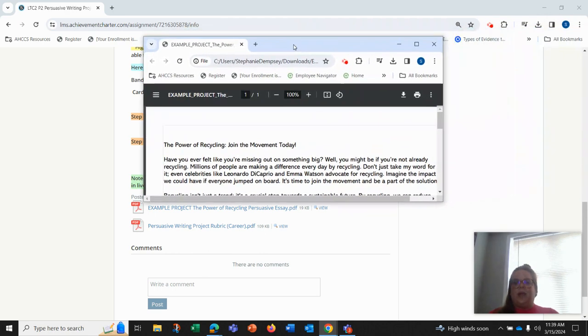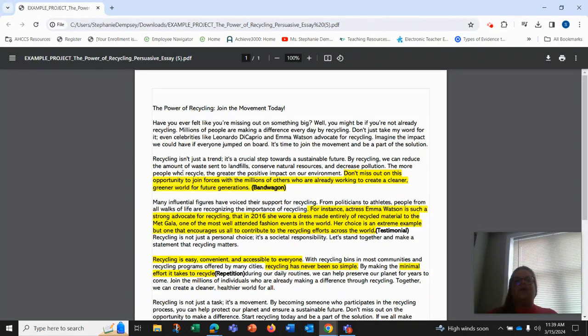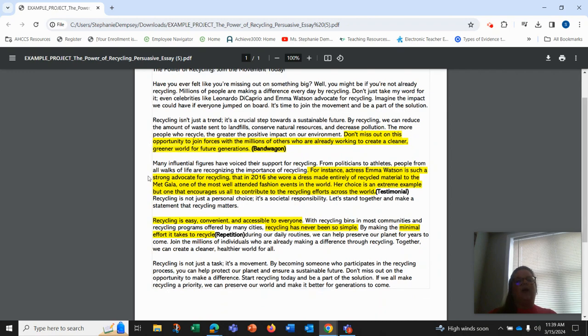So here is an example writing. This is a 5-paragraph essay, but yours will only be 3. You'll have an intro, a body paragraph, and a concluding sentence. Your body paragraph will have 3 propaganda or persuasive techniques. So you'll see that I highlighted and then put in parentheses the technique being used. So for instance, "don't miss out on this opportunity to join forces with millions of others who are already working to create a cleaner, greener world for the future." This was bandwagon, right? This was appealing to doing something because millions of other people are doing it.